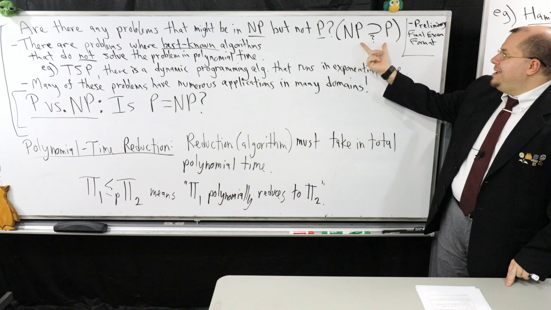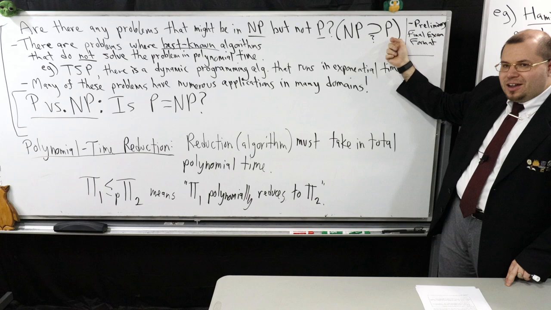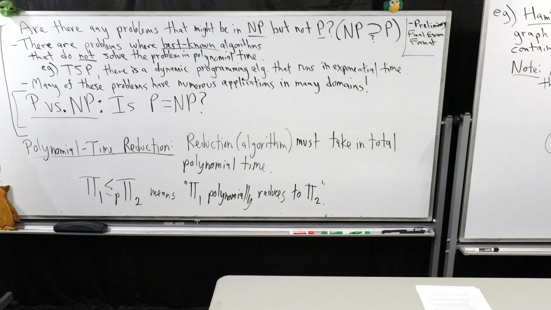Is it actually going to be where there's an equal bar right here? Or is it that NP is a proper superset of P? Does anybody have any insights or thoughts about this? If not, I'm going to proceed.